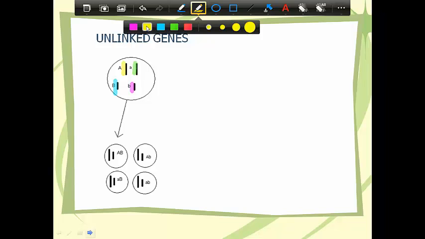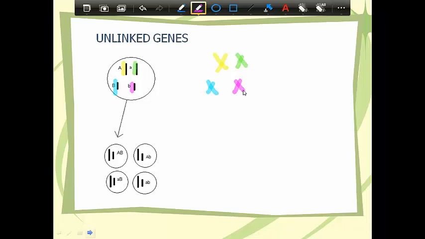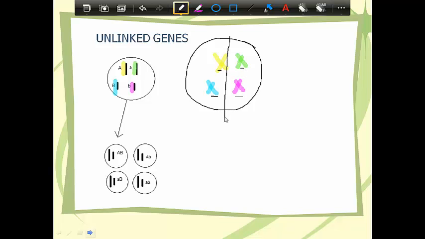Remember that each one of these chromosomes forms sister chromatids, so I'm going to make sister chromatids for our big A, and sister chromatids for our little a, and sister chromatids for the big B, and sister chromatids for the little b. Okay, and they line up in meiosis, remember, across from each other. So I've got them lined up against their homologous pair, right? The A with the A and the B with the B. Okay, they divide in half.